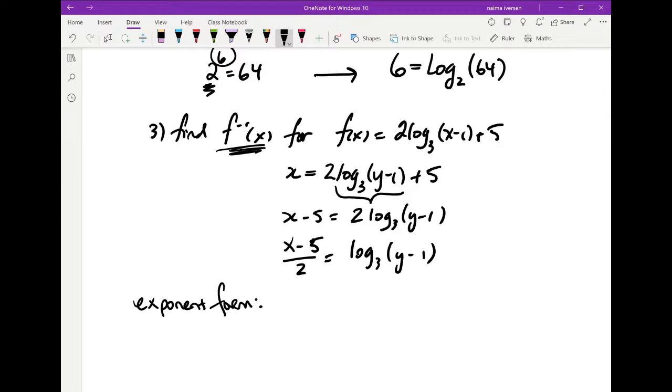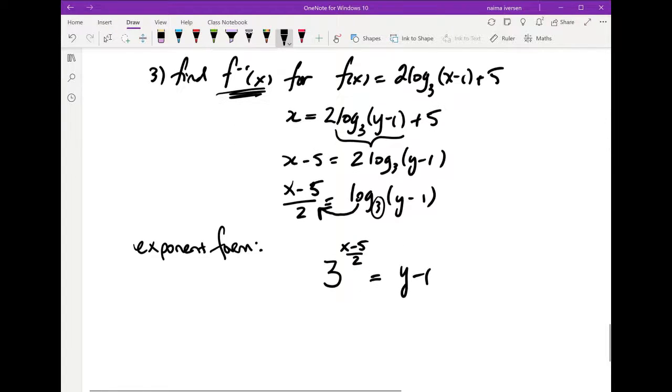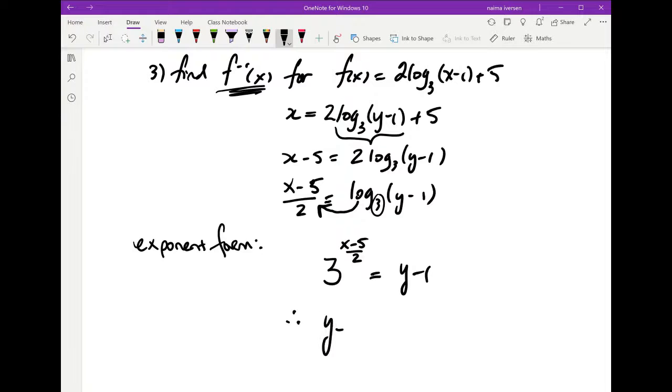So I ask myself, what's the base? Well, the base is 3. There's my base. What's the exponent? Logs equal exponents. So the exponent is going to be x minus 5 over 2, as ugly as that might be. And the leftover number is going to be y minus 1. And then all we have to do is solve for y by adding 1 to both sides. So we get y is equal to 3 to the power of (x minus 5) over 2, plus 1.